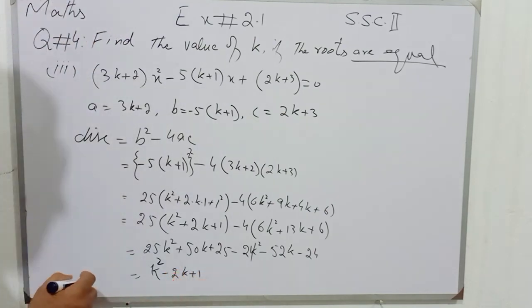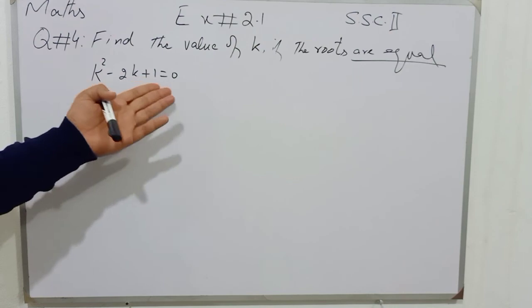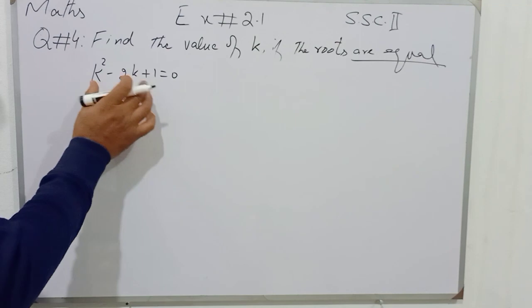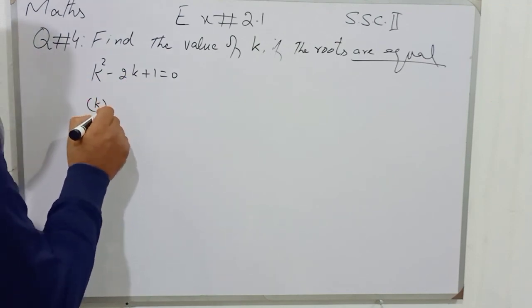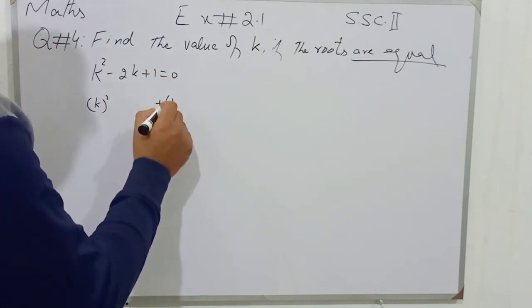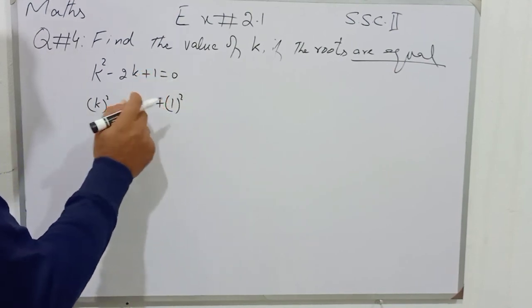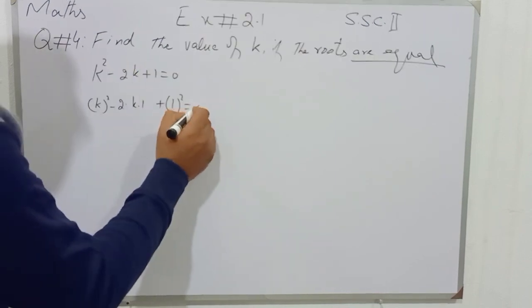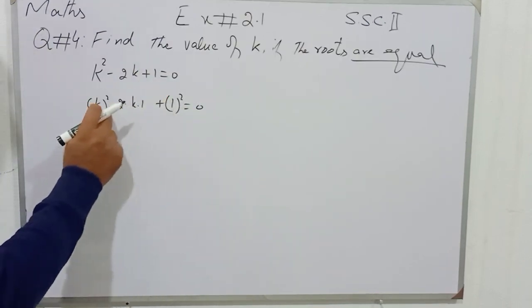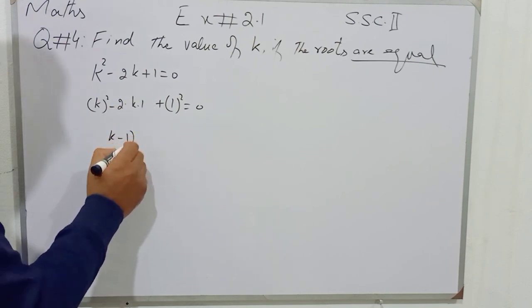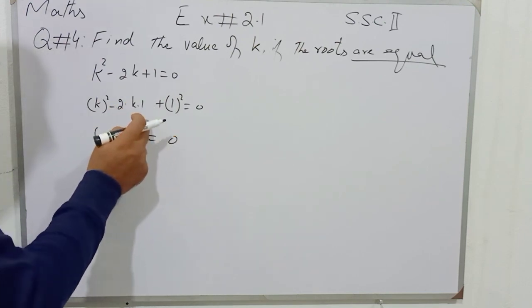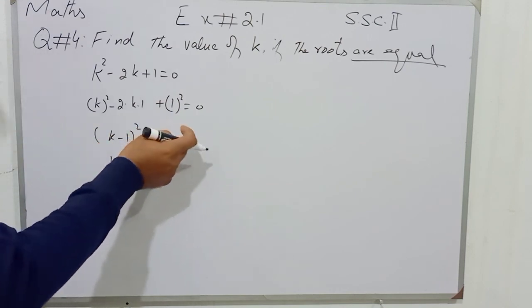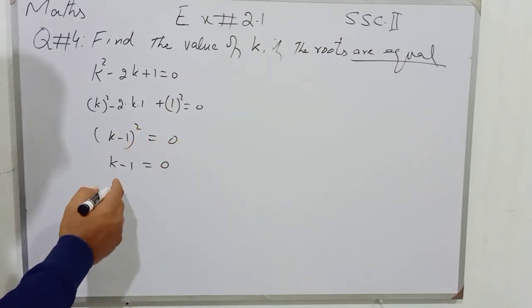So students, it is a quadratic equation and we will factorize it by changing it into a perfect square. It will become a square means k square, plus b square means 1 square, 1 can be written as 1 square, minus 2 into a into b means 2k, is equal to 0. So a square plus b square minus 2ab means (a minus b) whole square is equal to 0. When we take the square root on both sides, then k minus 1 will become 0, because the square root of 0 means 0, and the value of k is 1.